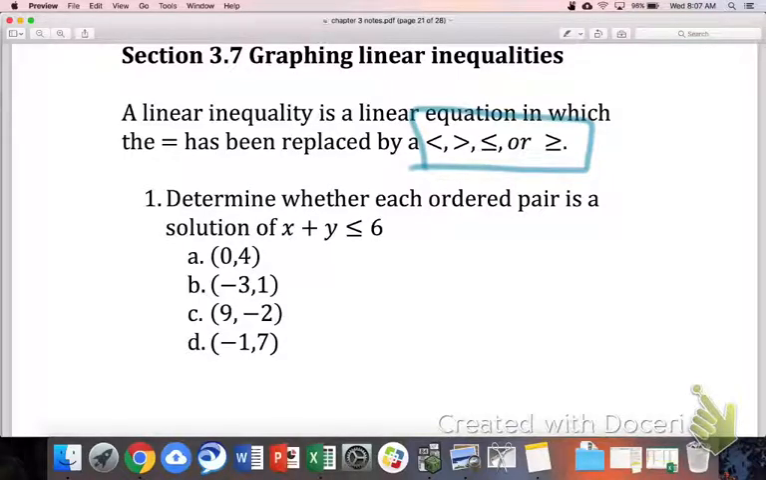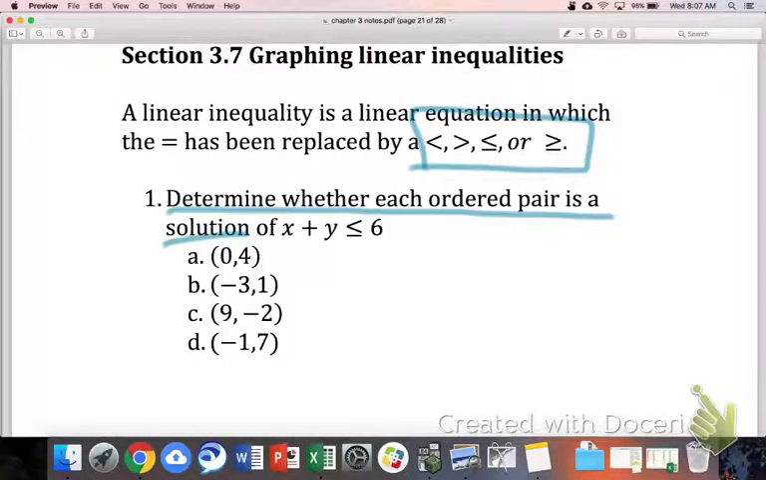So we're going to start off the same way we always start off, by reminding ourselves how we check things. Number one says determine whether each ordered pair is a solution of x plus y is less than or equal to 6. So how is it that we usually determine whether something really is a solution? How do we check an answer? We always plug in, right? I hope you're seeing that theme. We have done that a lot.